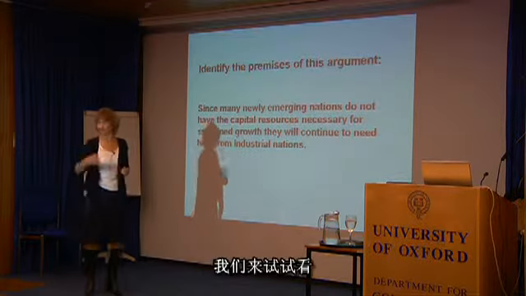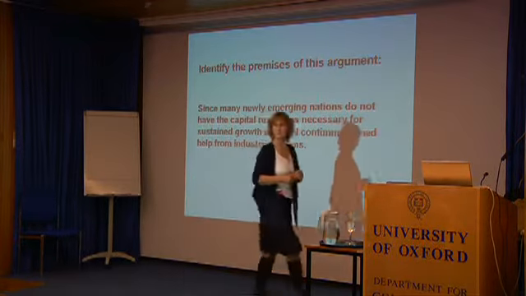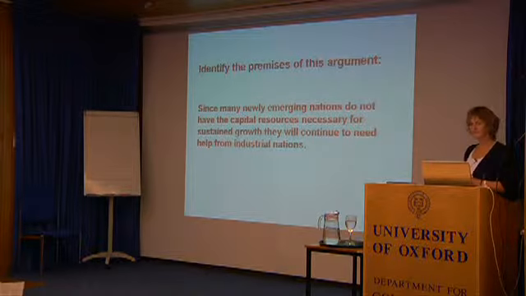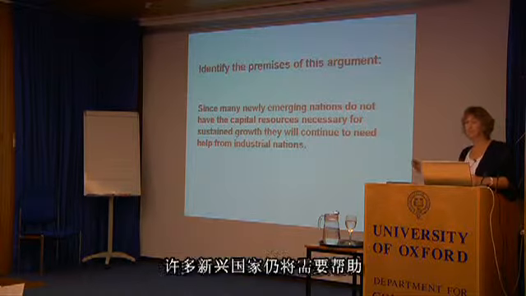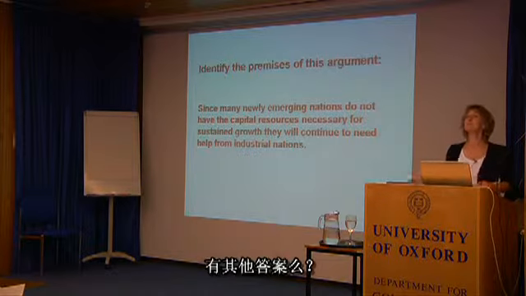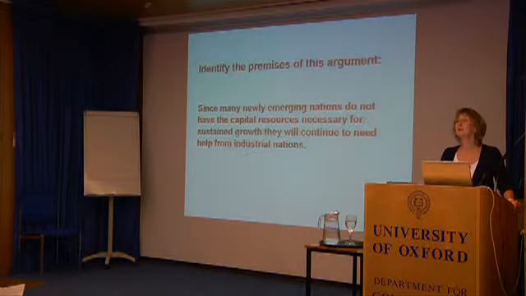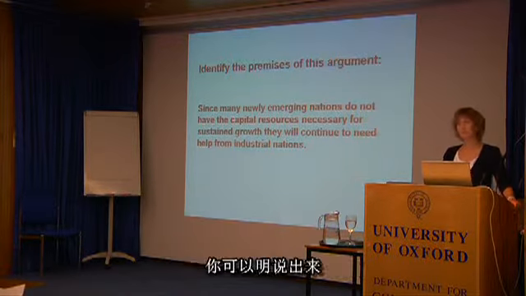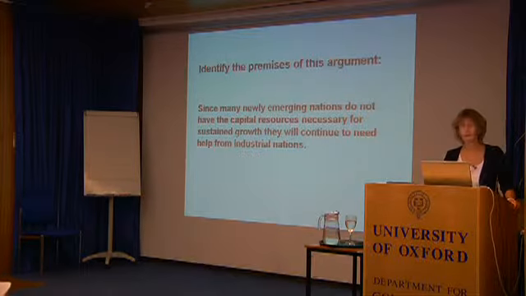And then see what else you need to make an argument. Okay, let's try some. Many newly emerging nations do not have capital resources. Semicolon, capital resources are necessary for sustained growth. Mm-hmm. Okay, so many newly emerging nations will continue to need help. Yeah. Anyone have anything different? But is it also not suppressed that industrial nations do have capital resources? Yes, that's certainly implicit in that argument, so you can make it explicit if you like. Yep, okay.